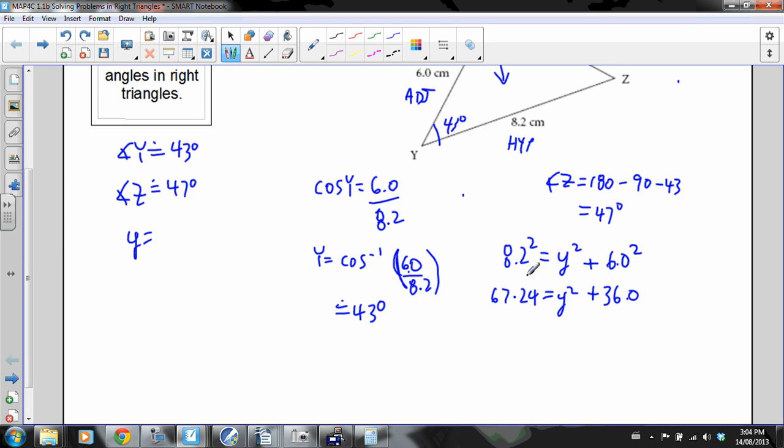Now I've got to subtract 36 from both sides. You don't have to show that. That's just so you know what I'm doing. And then finally, to get y, we've got to take the square root of both sides. From here to here, the operation that I did is square root. And I got 5.6. Hopefully you got the same thing.